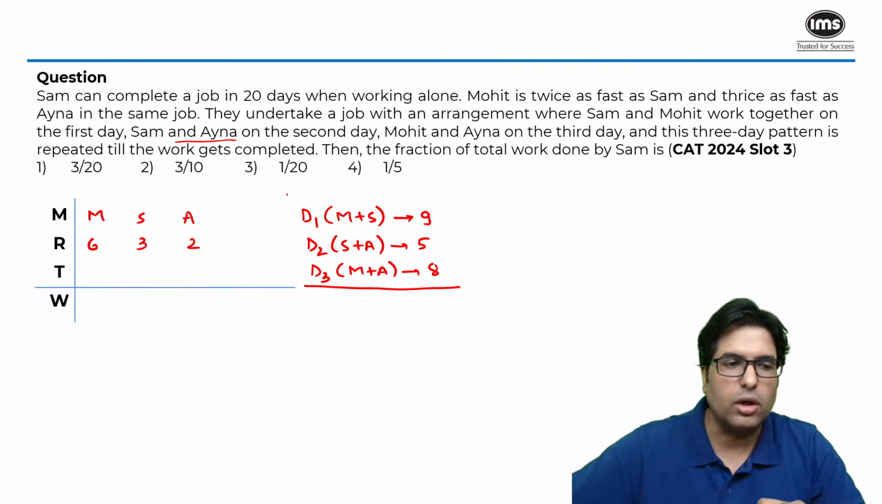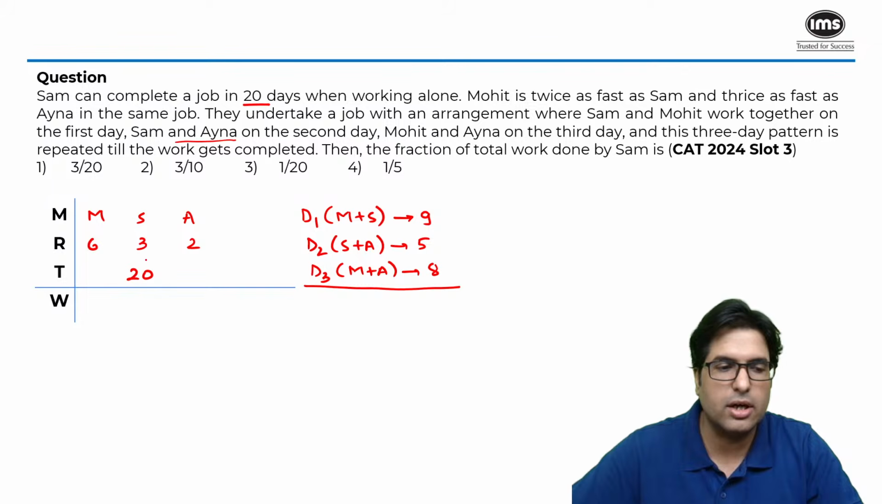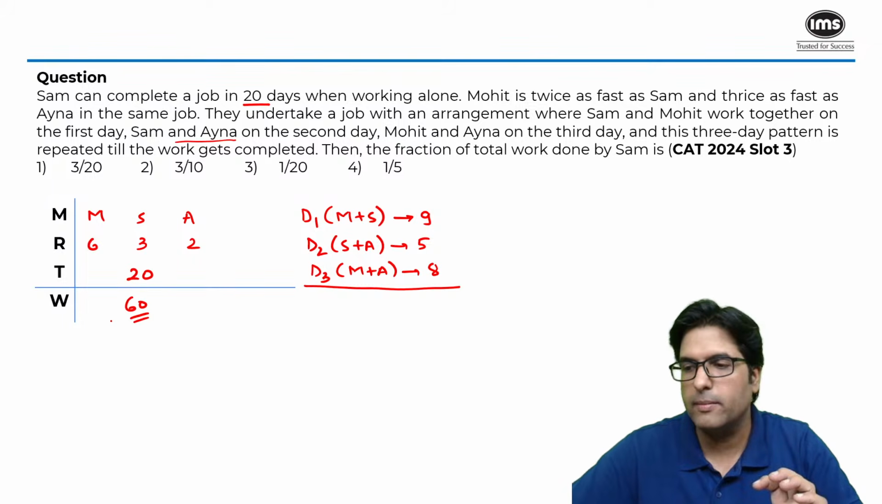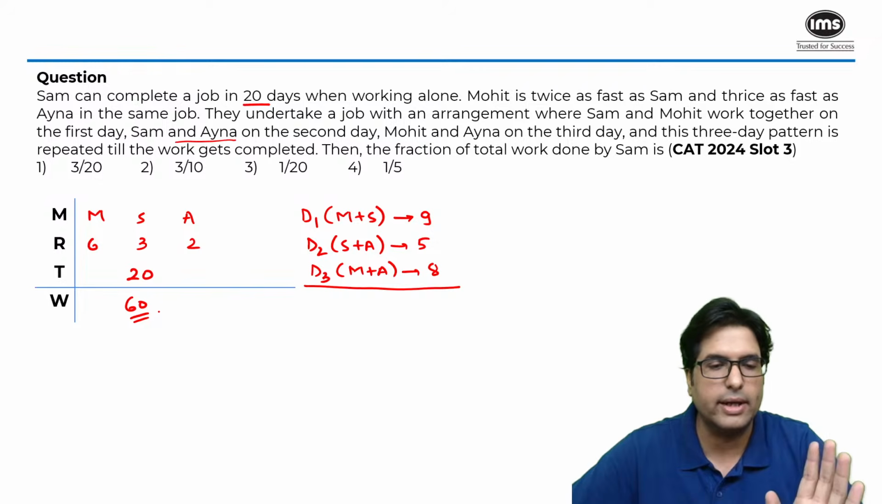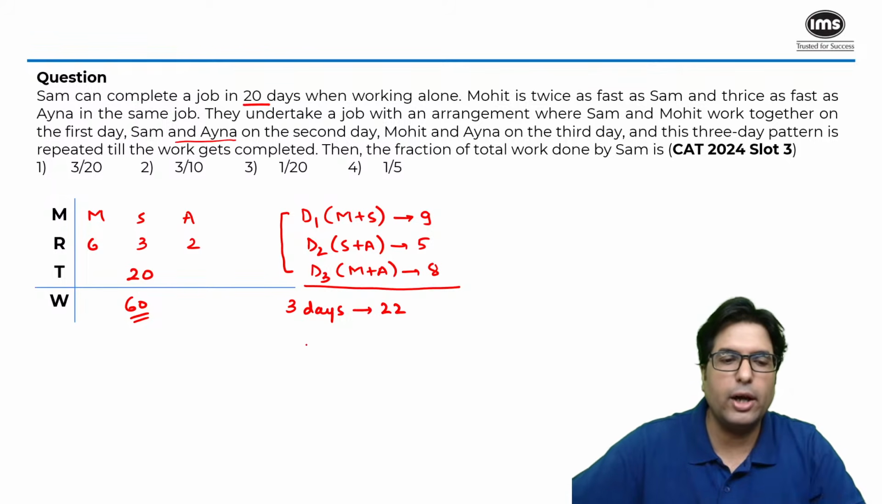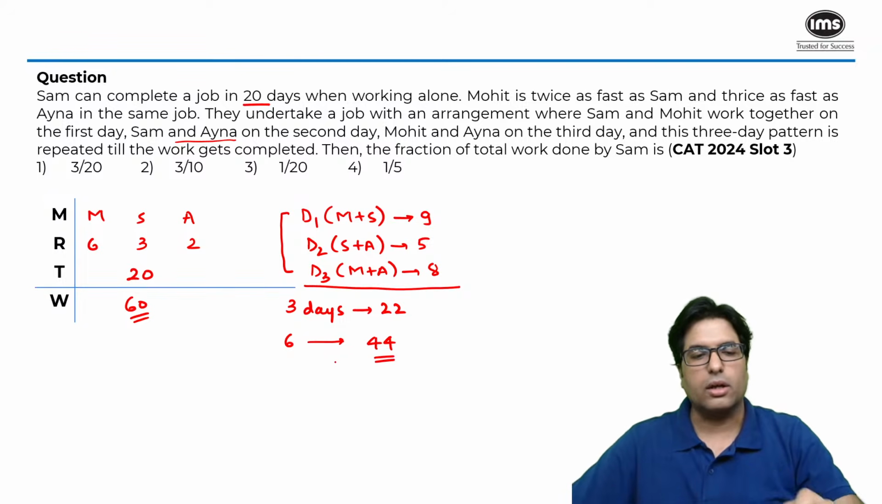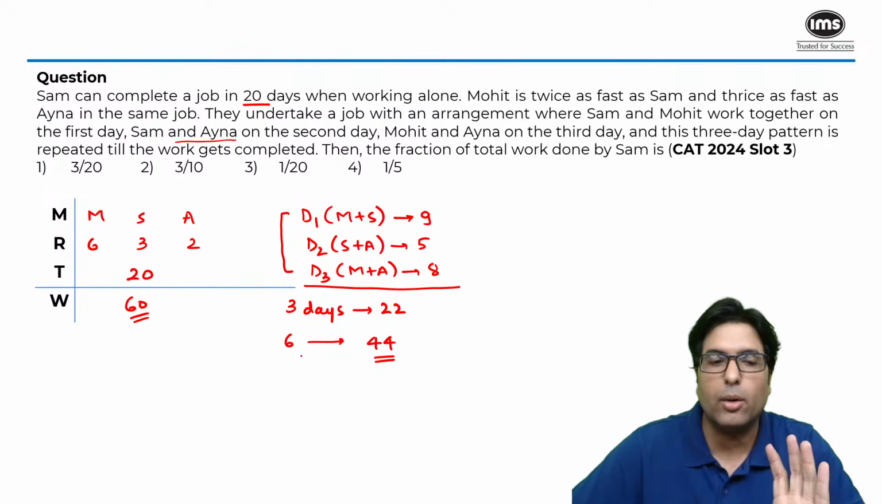How do we know what the total work is? The first sentence: S can complete a job in 20 days. So we can put this 20 in our standard structure. 20 into 3, 60 units of work is the total work. And this is the pattern that we need to follow. In 3 days, if you add up, 9 and 5 is 14, and 8 more, 22 units of work is done. So in 6 days, you will have 44 units of work done. Now we are left with 16 units of work still required.